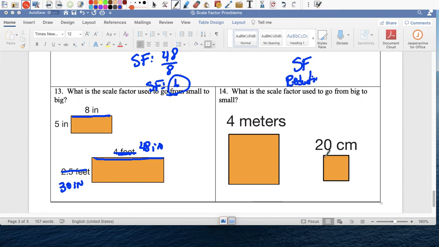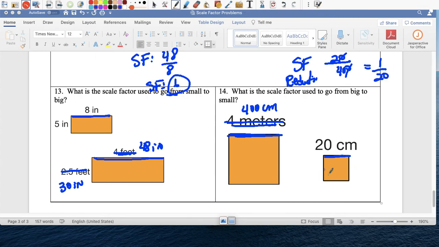So this is 20 centimeters, and this is 4 meters. But instead of 4 meters, which is pretty long, 1 meter has 100 centimeters, so 4 meters is 400 centimeters. So let's rewrite that. And in the reduction, on the pair of corresponding sides, we're going to use 20 on top, small over big. Simplify, and we get 1/20.